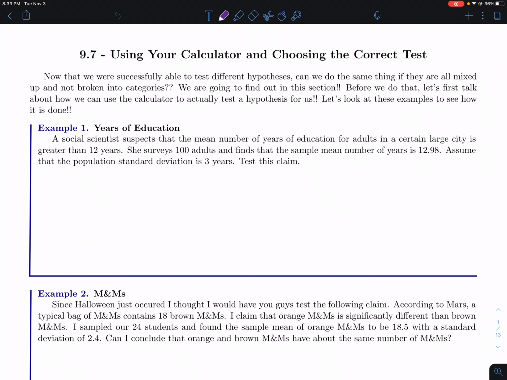So this is the one where sigma was known, I think. We've got a social scientist who suspects that the mean number of years of education for adults in a certain large city is greater than 12. They surveyed 100 adults, found the sample mean to be 12.98 with a population standard deviation of 3 years. Before you can do anything, you still can't do a hypothesis test unless you're able to lay out the mu's and stuff like that. So this one is going to be sigma known.